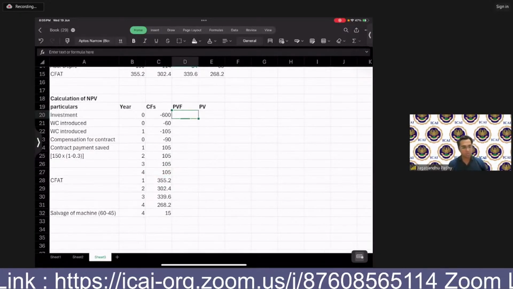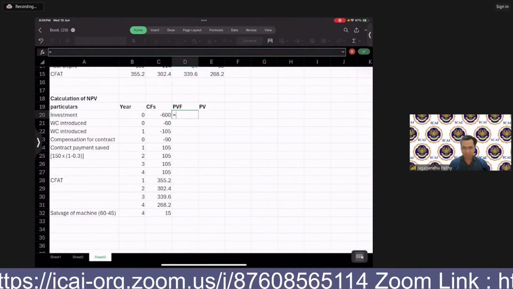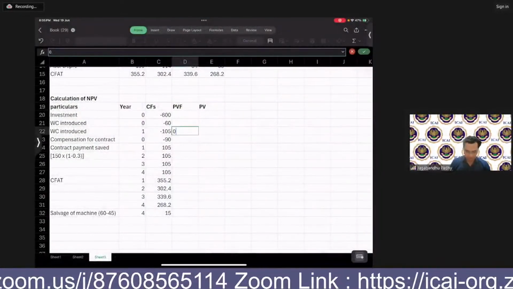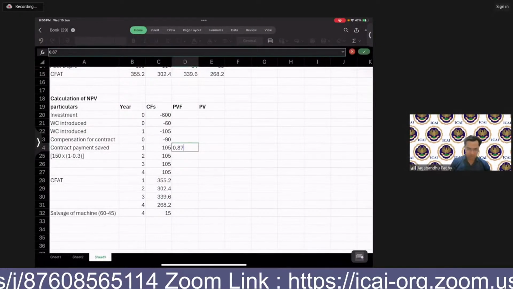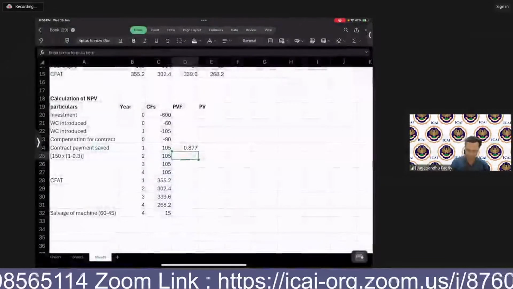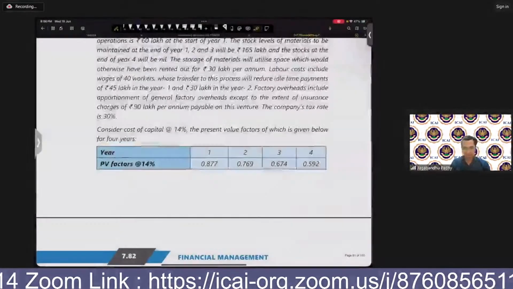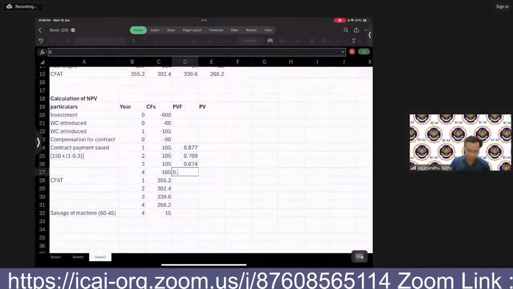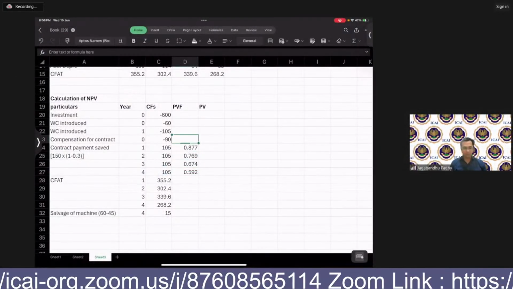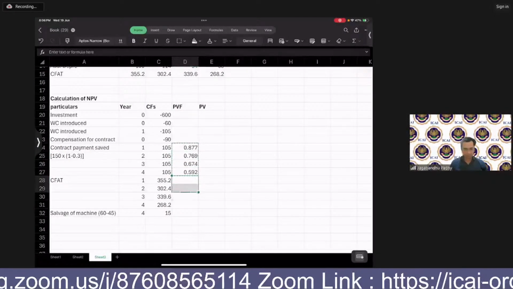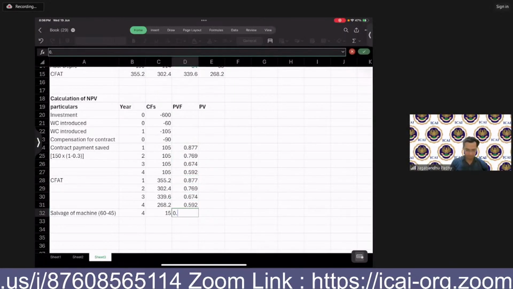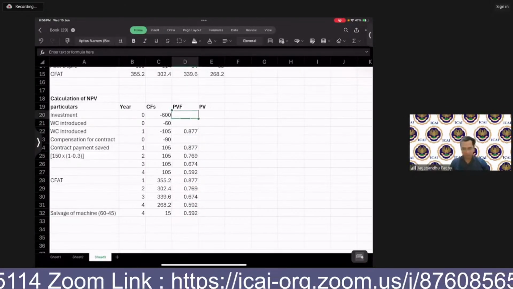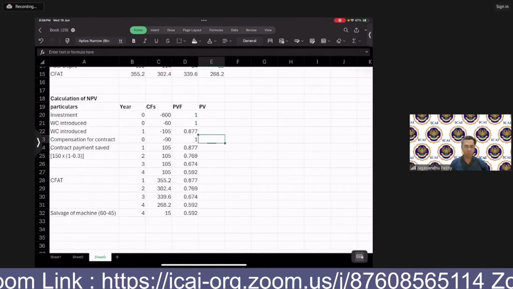Now I just need to write down the present value factors, which are obviously given in the question. 0.877 for the first year. Write down over here 0.877. Then 0.769. Then we have 0.674 and 0.592. These are the PV factors. In the 0th year, the PV factors are of course 1.